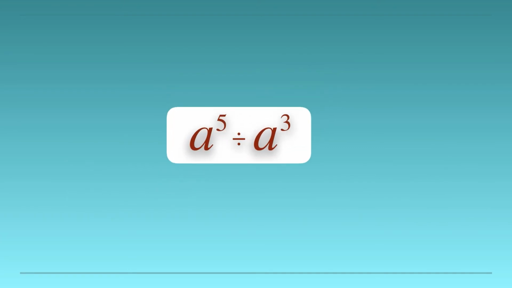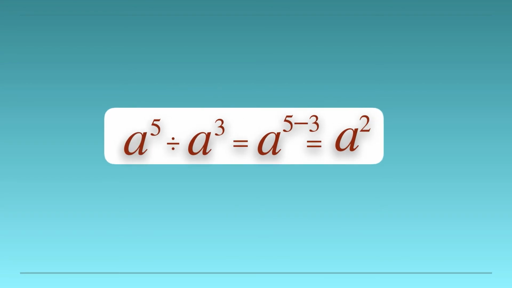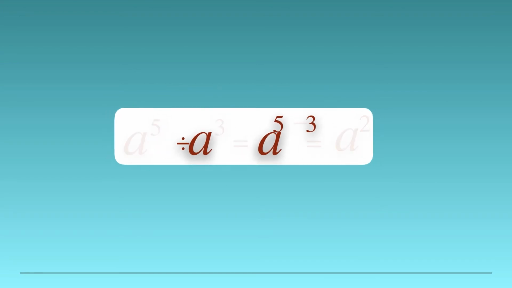When dividing algebraic expressions, we subtract the powers of the algebraic terms. For example, dividing a to the power of 5 by a to the power of 3. We subtract 3 from 5 and the result is therefore a to the power of 2.